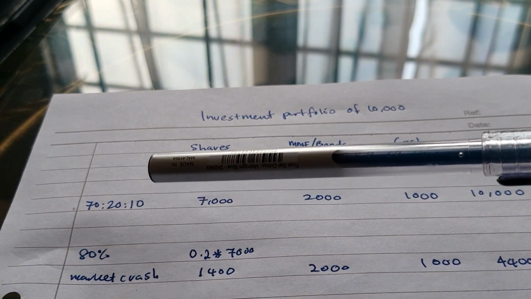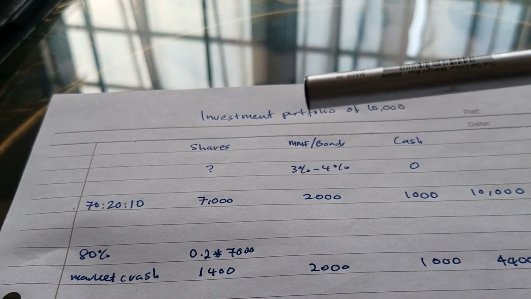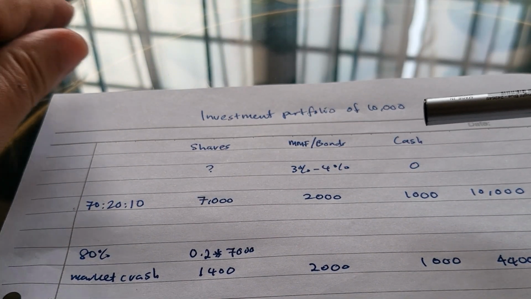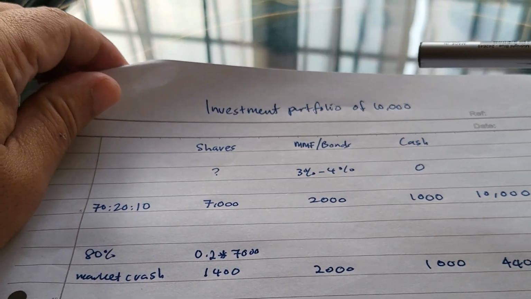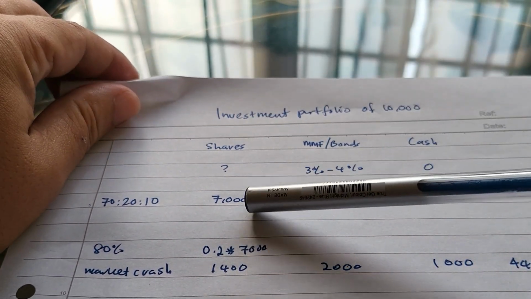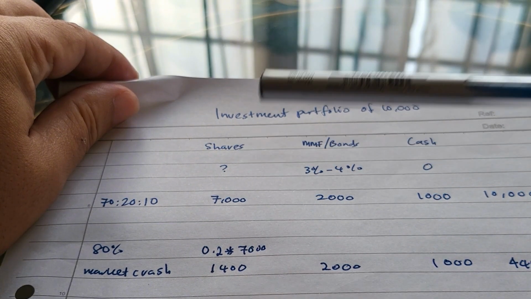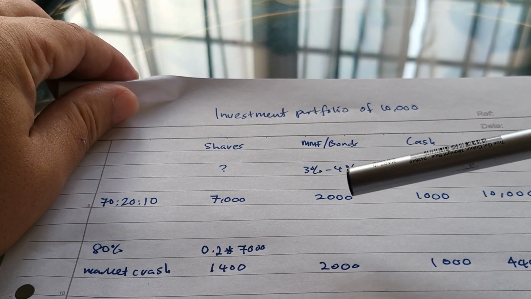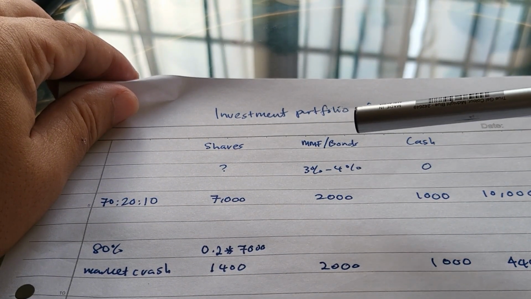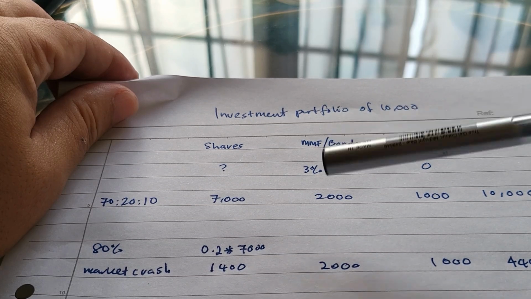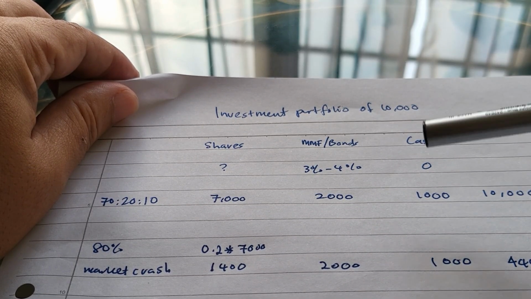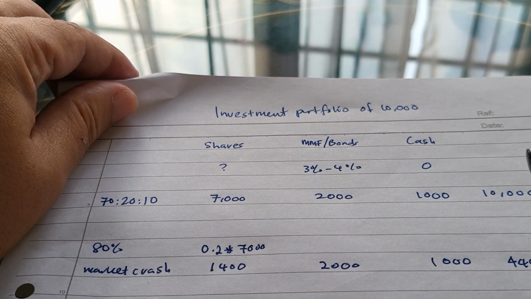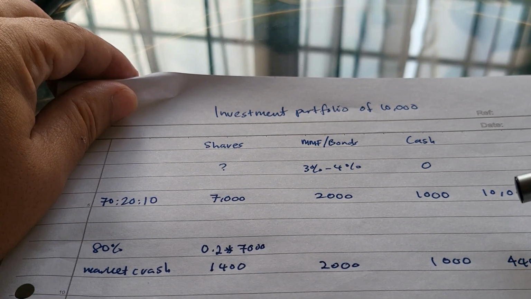So for this 70-20-10 portfolio, for a portfolio with an amount of about 10,000 ringgit, you would have to allocate about 7,000 in the share portion of your account, and then 2,000 in your money market or bond portion, and then 1,000 ringgit in cash. So the total will be 10,000 ringgit.